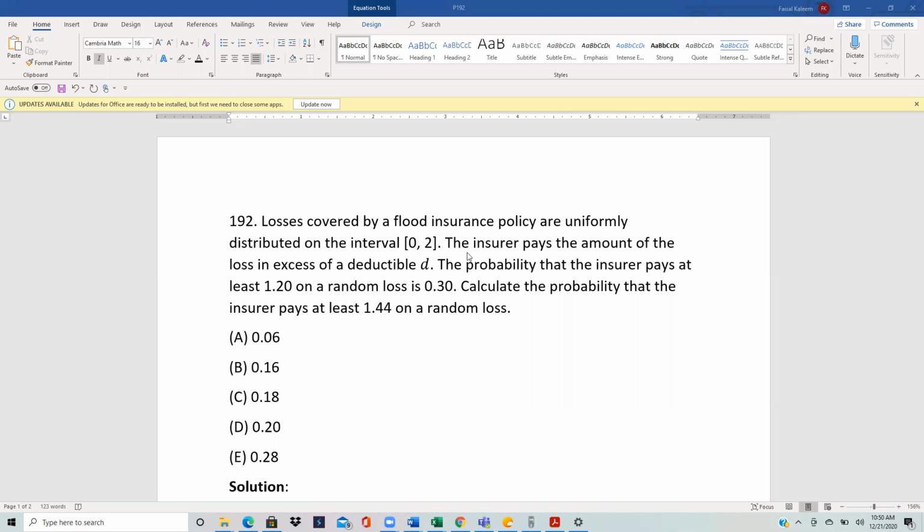Losses covered by an insurance policy are uniform on 0 to 2. The insurer pays the amount in excess of a deductible D. The probability that the insurer pays at least 1.2 on a random loss is 0.3. Find the probability that the insurer pays at least 1.44. So we're given that the loss is uniform.